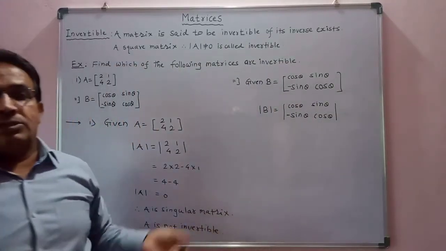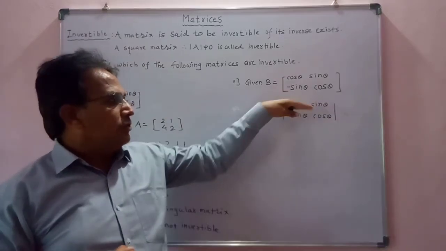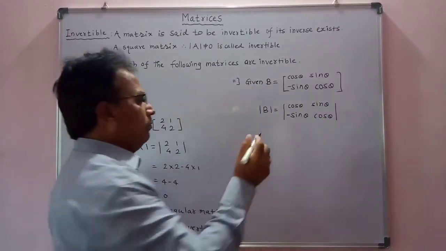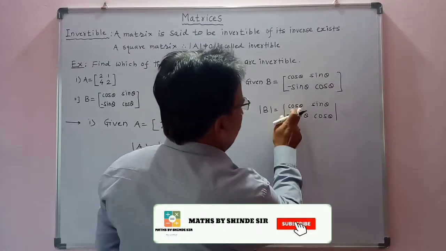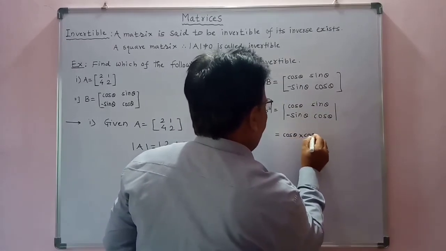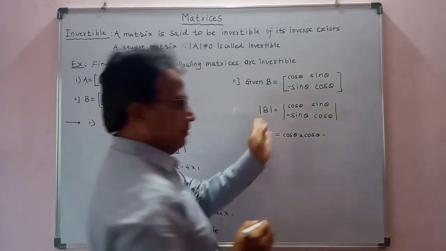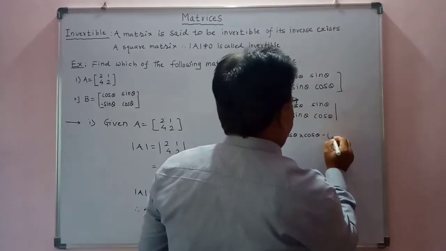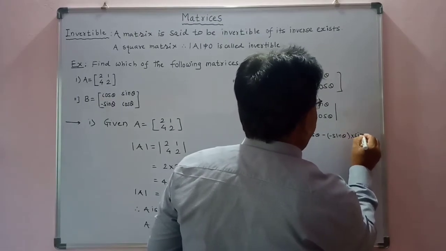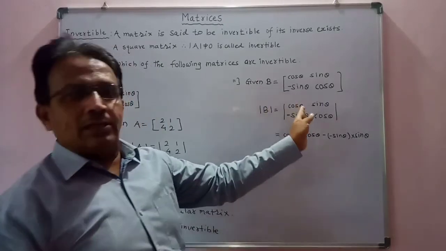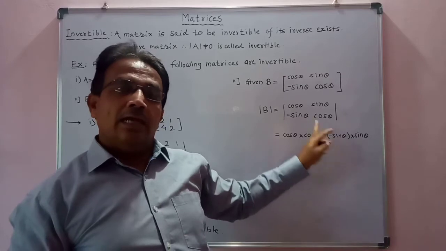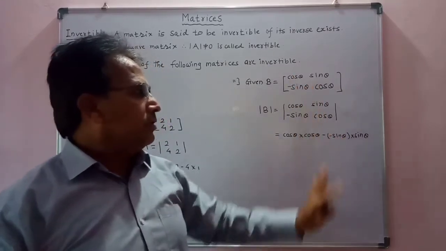This is a square matrix of order 2 by 2. The first row is cos theta, sin theta, and the second row is minus sin theta, cos theta. Therefore, determinant B equals cos theta into cos theta, minus, minus sin theta into sin theta. We multiply firstly cos theta into cos theta, this direction is minus, and then minus sin theta into sin theta.